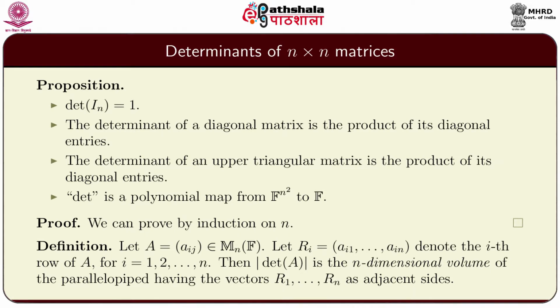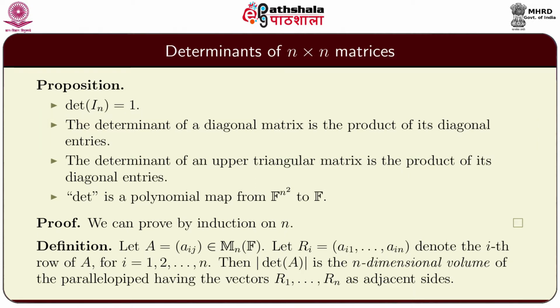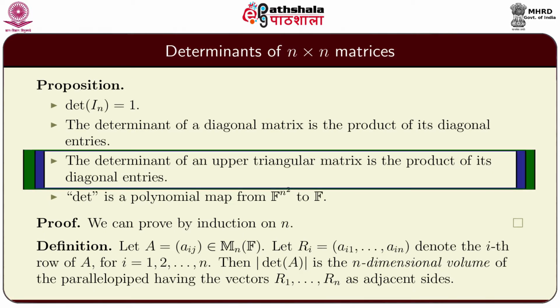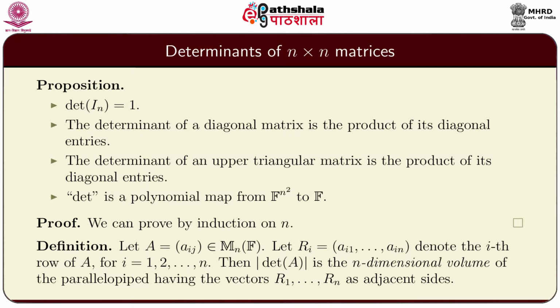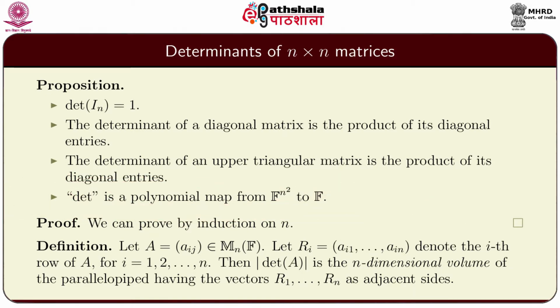Proposition: determinant of I_n is 1. The determinant of a diagonal matrix is the product of its diagonal entries. The determinant of an upper triangular matrix is the product of its diagonal entries. And finally, determinant is a polynomial map from F^(n square) to F. Each one is easy to prove, and the main thing to use is induction on n.